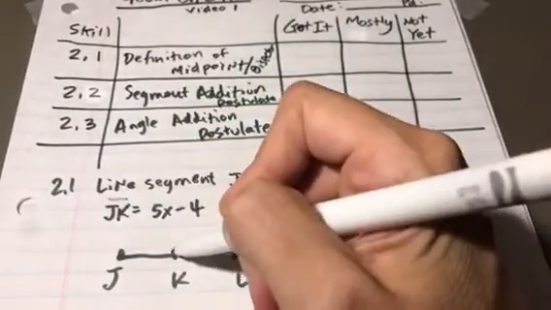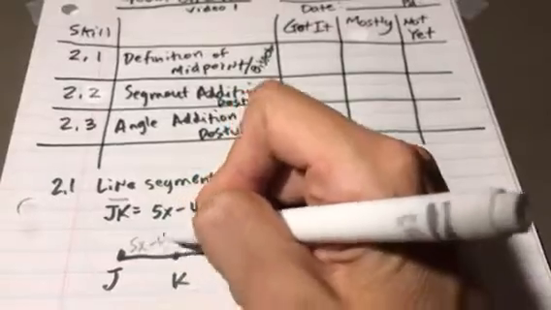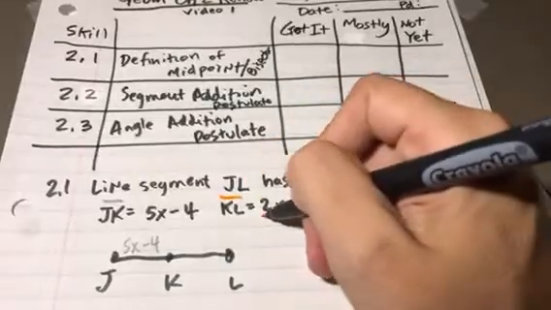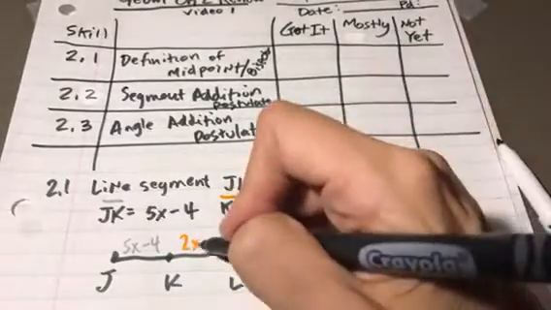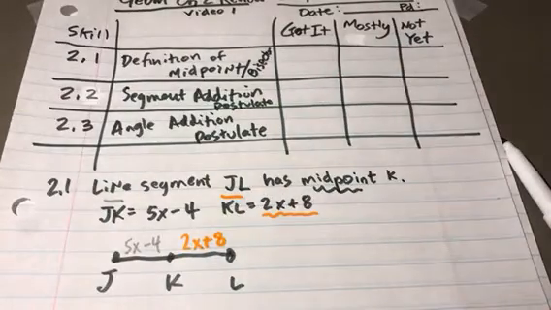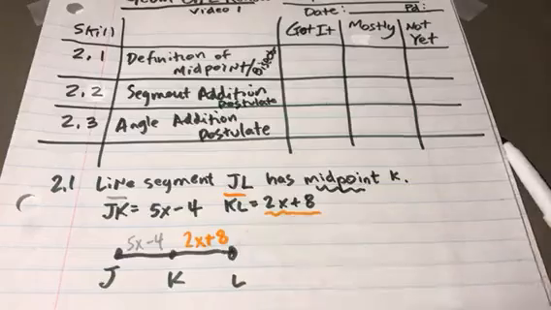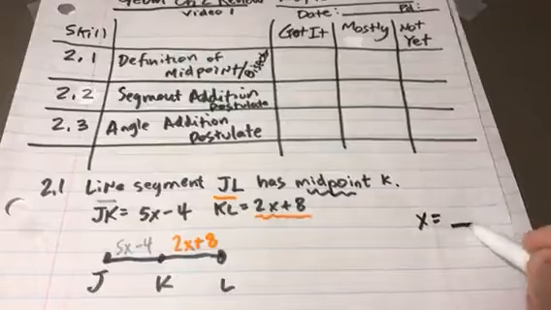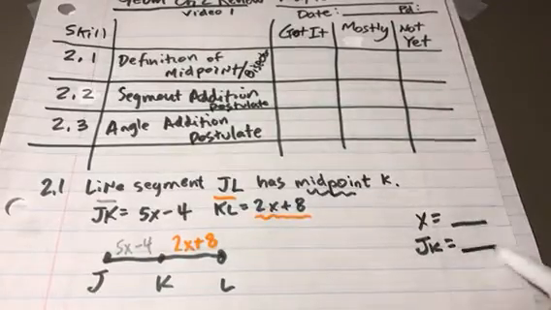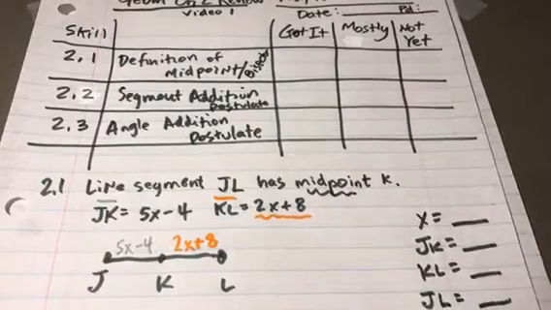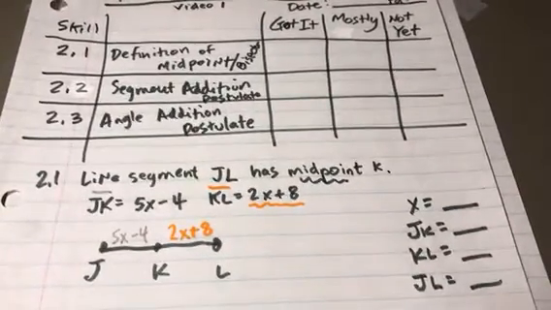So it looks like they've given me JK right here. That's this part, right? 5x minus 4. And KL, that part, see that part? 2x plus 8. Now I don't know the whole thing. I mean, I kind of do. It's like 7x plus 4, but that still doesn't tell me what x is. So imagine if this problem was on the test, they ask what's x, what's JK, what's KL, and maybe they might ask JL. So you want to prepare for any of those possible choices.